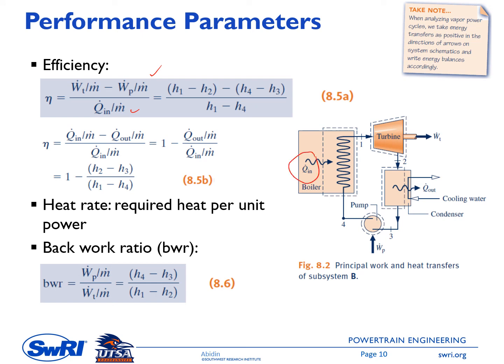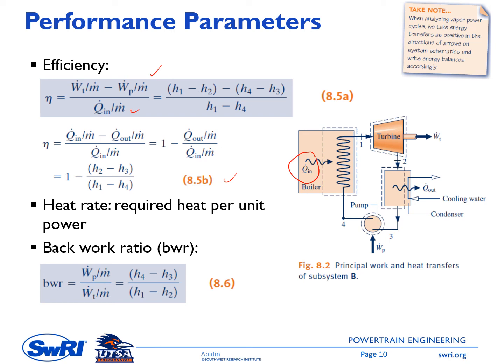Equation 8.5a here is the efficiency of the Rankine cycle. You can manipulate this equation to get equation 8.5b. You can see that the efficiency is 1 minus the ratio between h2 minus h3 over h1 minus h4.